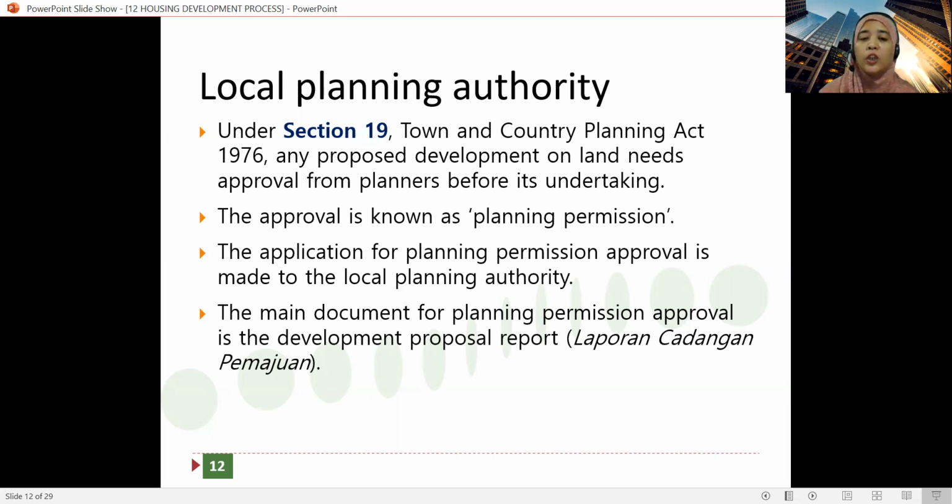Submission is made through the main document, which is known as the Development Proposal Report, the laporan cadangan pemajuan. Go and have a look. You can either Google this online, or if you have any friends, normally second year dia dah buat laporan cadangan pemajuan. Macam you all lah buat valuation report, that level lah, but at least you will know what are the items required in LCP. Okay.